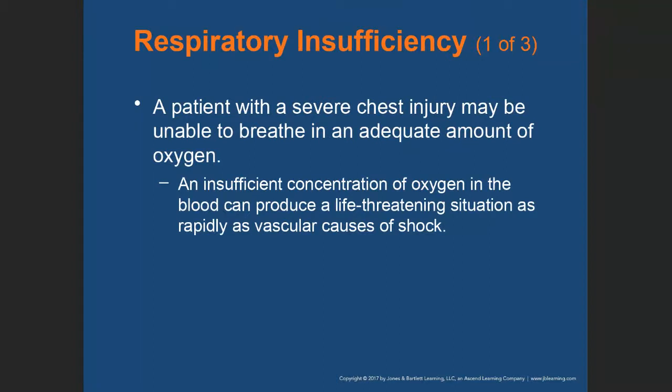Respiratory insufficiency: a patient with severe chest injury may be unable to breathe in an adequate amount of oxygen. An insufficient concentration of oxygen in the blood can produce a life-threatening situation as rapidly as vascular causes of shock. So all this slide is saying is that if the respiratory system is compromised, it can cause similar complications from circulatory issues that lead to shock. So severe breathing problems can cause a shock state in your patient.